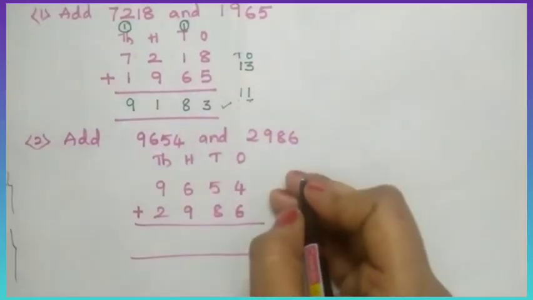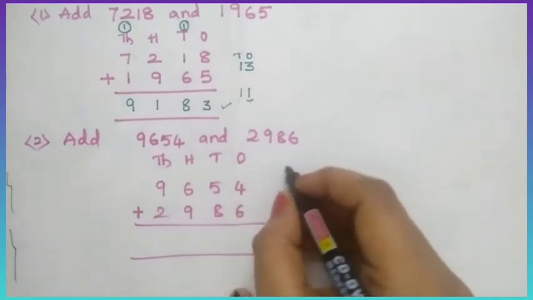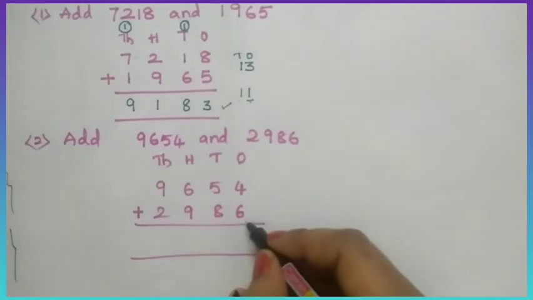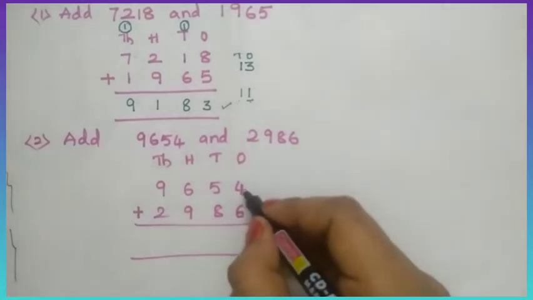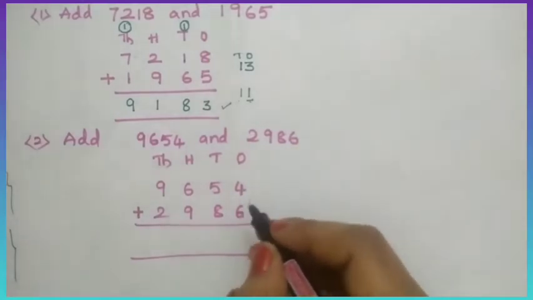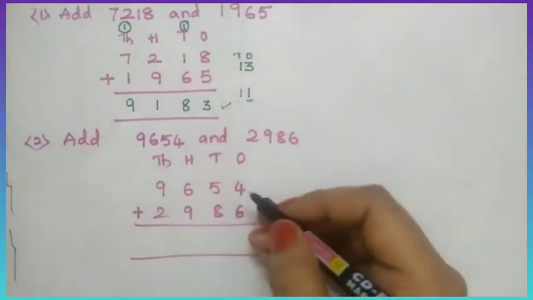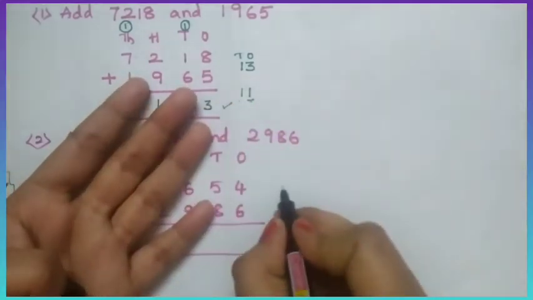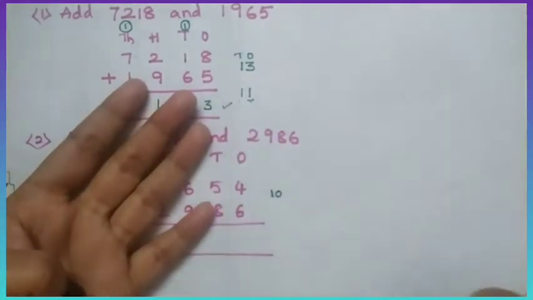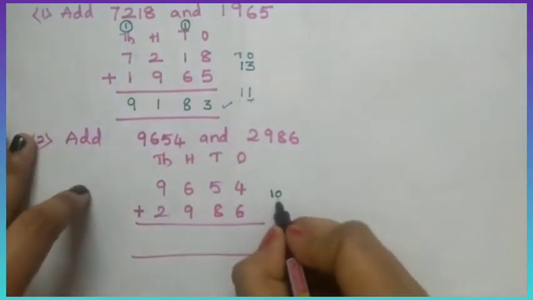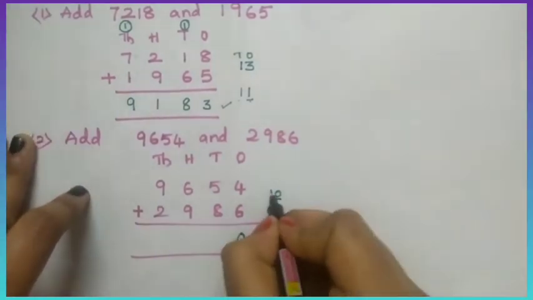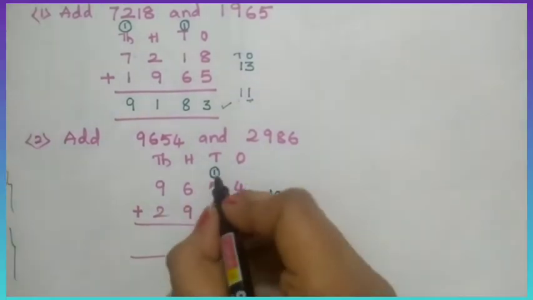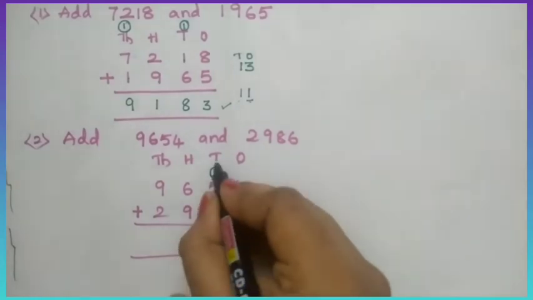Now look here. Second rule, what is that? Always we have to start from the ones place. So what is the digit here? 4. Here 6. 6 is bigger than 4. So keep 6 in your mind and take 4 fingers. 6, 7, 8, 9, 10. 10 is a 2-digit number. So the digit in the ones place is written here and the digit in the tens place is taken as carry. Okay, we have to add this carry to the tens place.